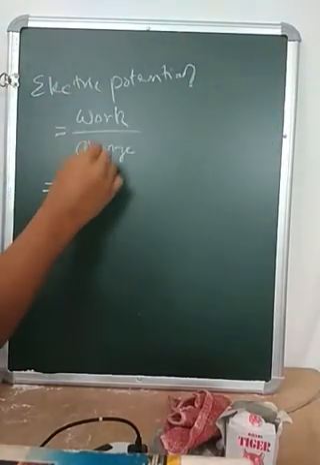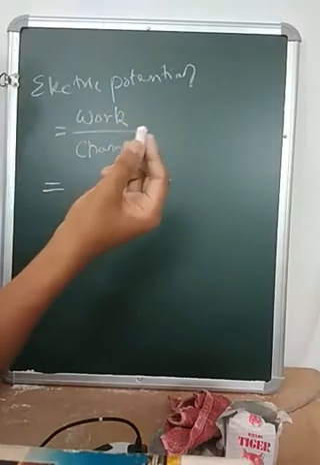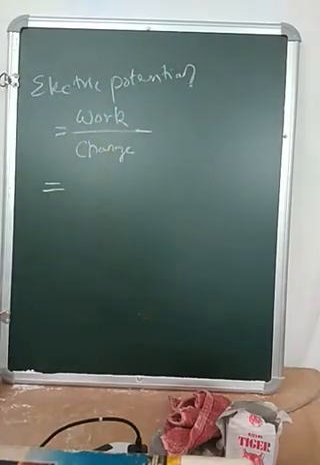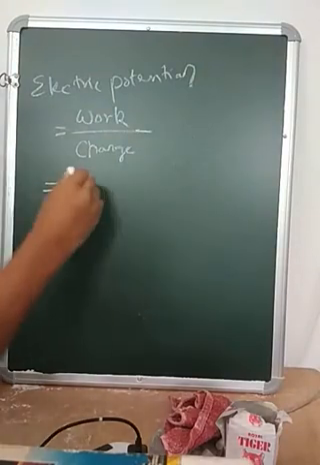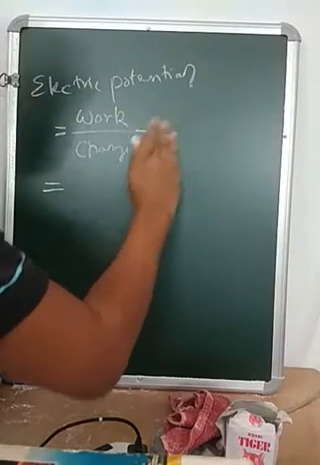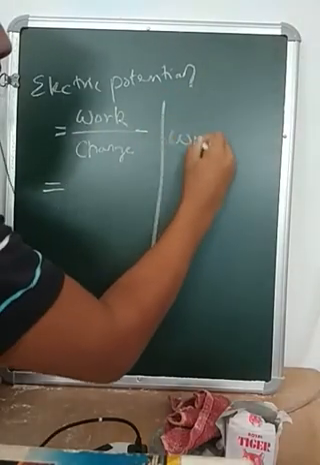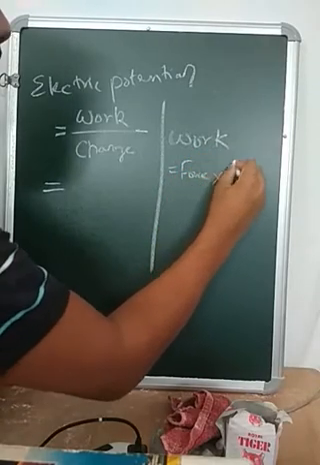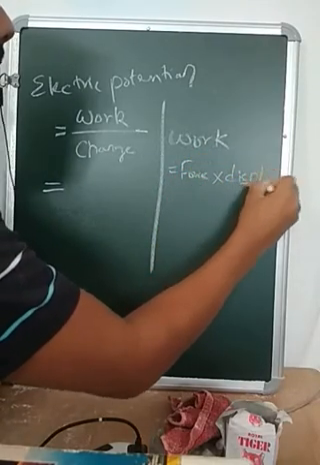Now, electric potential is represented by work by charge, since there is a unit positive charge, that's why we divide by charge. So what will it be? Work is work. What is work? It is force into displacement.